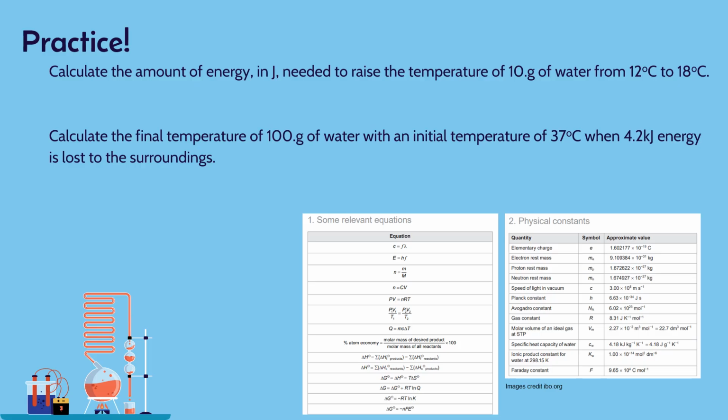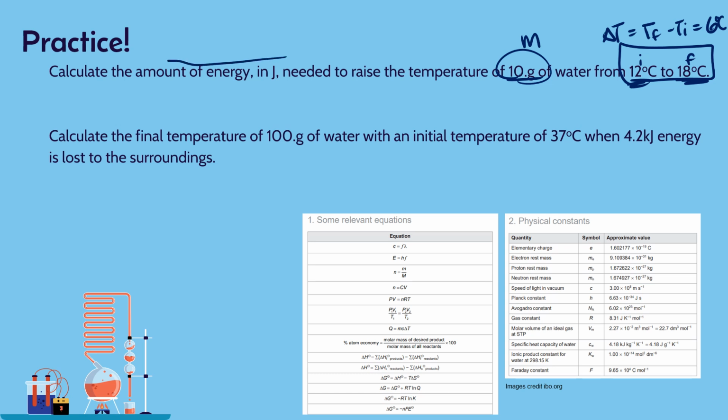And hopefully you have your calculators ready because we are going to do some math with Q and delta H. Calculate the amount of energy in joules needed to raise the temperature of 10 grams of water from 12 degrees Celsius to 18 degrees Celsius. This is our mass, and this is going to give us our temperature change, where the temperature change is final minus initial. If this is my initial and this is my final, 18 minus 12 is going to give us 6 degrees Celsius. I want to calculate the amount of energy in joules. That's my Q.